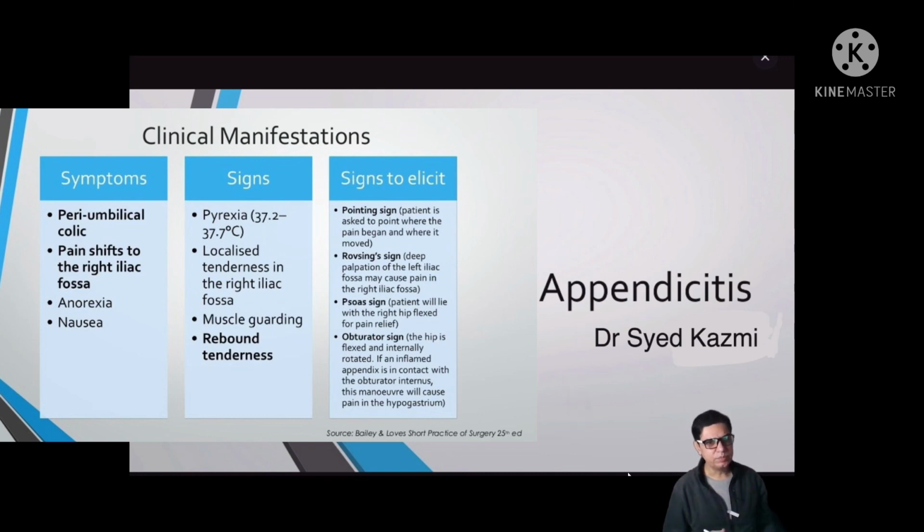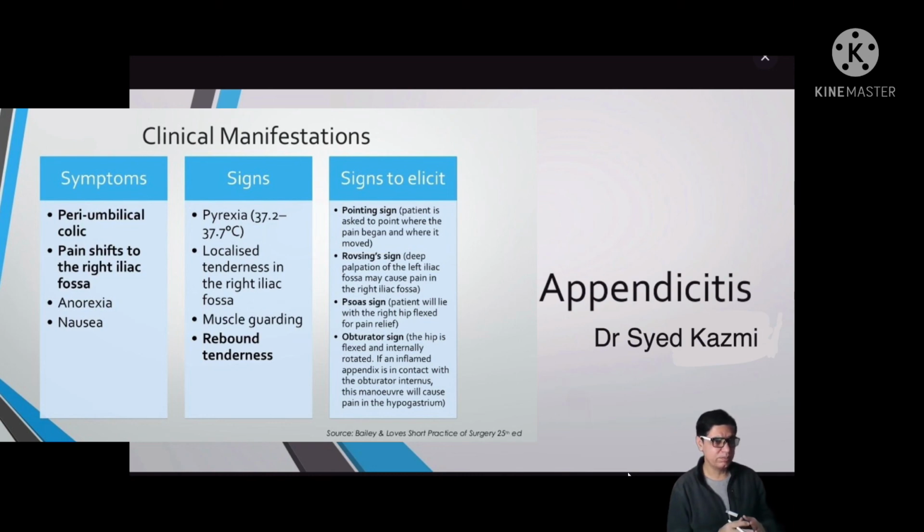So it's colicky, and that colicky peri-umbilical pain can stay for a variable time, usually 12 to 24 hours, before it shifts to the right iliac fossa. So there is always a history of pain starting in the central part of the tummy and then shifting to the right iliac fossa. This is very much characteristic of acute appendicitis. There are a few other conditions in which it can also happen, but by and large, the most important condition which you would never like to miss is acute appendicitis.